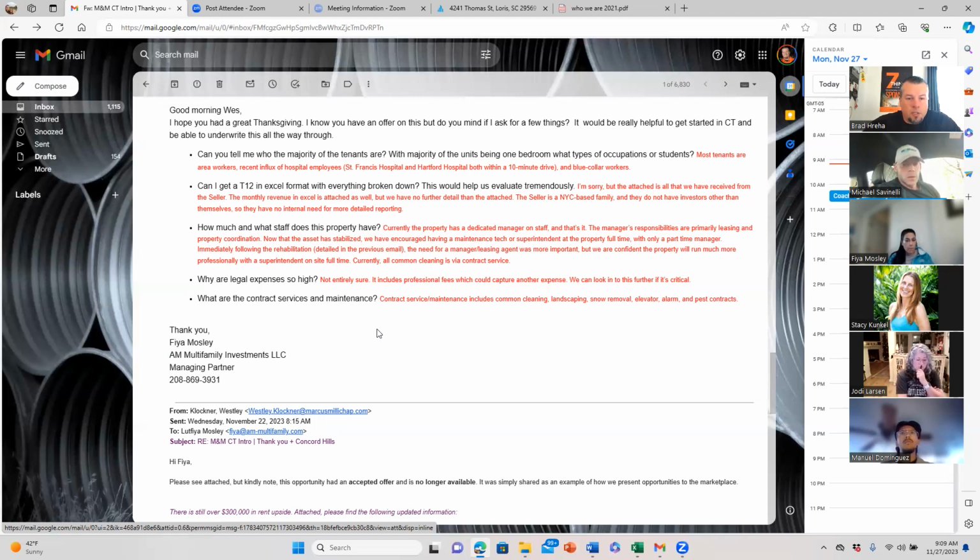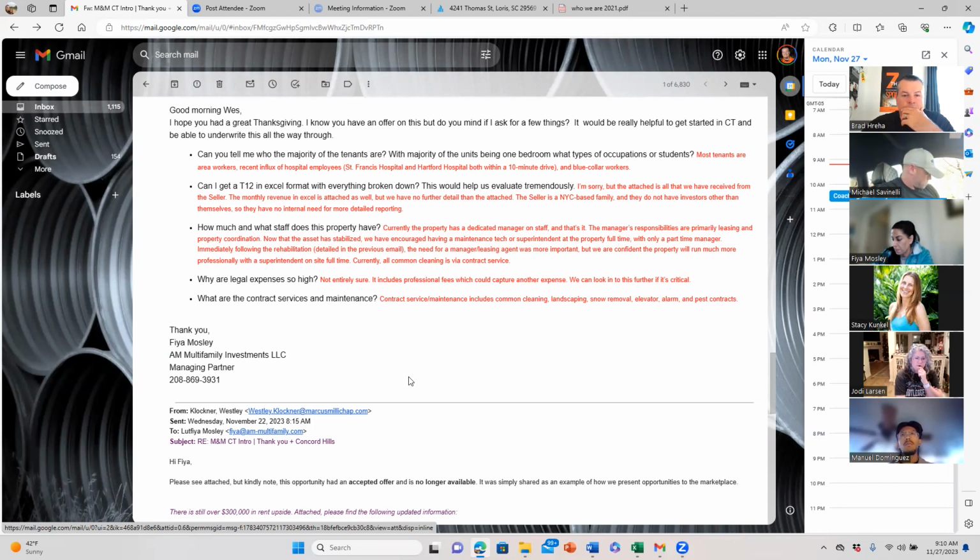And then why are legal expenses so high? Not entirely sure. It includes professional fees, which could capture other expenses. It's just mind-boggling. If they already have a contract on this, they should know this. My question to the broker, if I'm talking to him on the phone, is, are you lead on this deal or is someone else lead on this deal? Because maybe someone else is lead and he doesn't have all the information. That could be a possibility why some of these are a little bit vague.